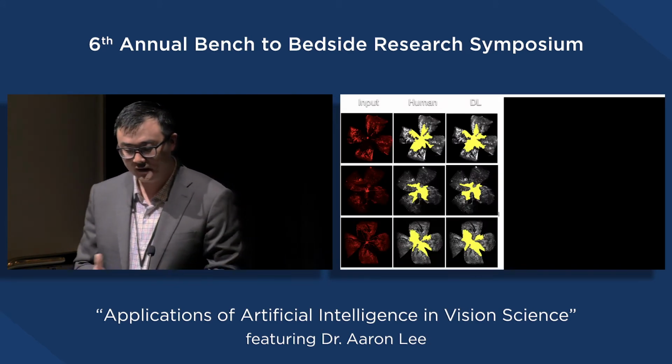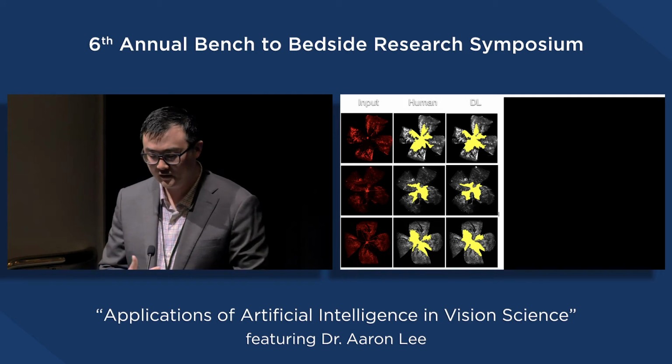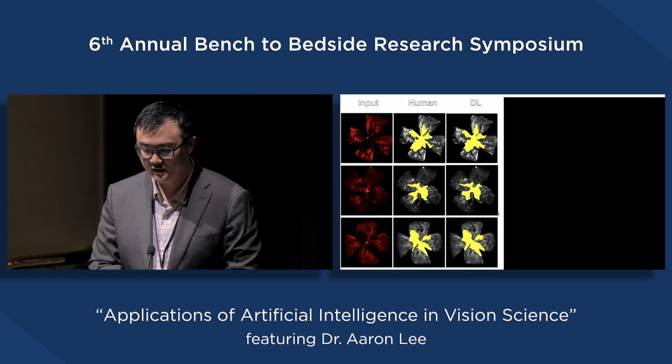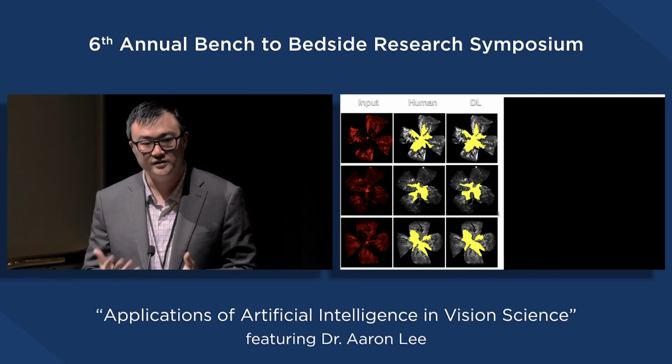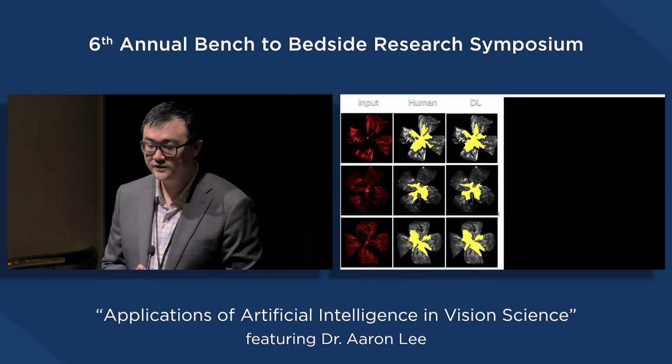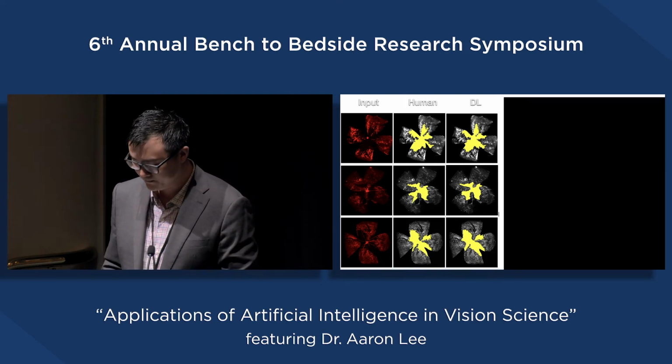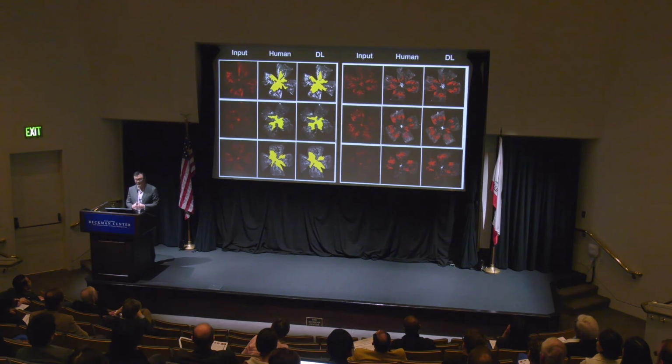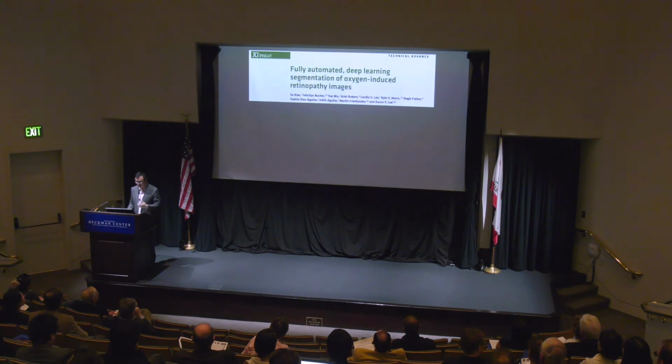And so here are the results again. In the first column, you're seeing the input, the raw image. And then in the middle, you're seeing the human expert segmentation. And on the right, you're seeing the deep learning segmentation. And here's the same thing for the neovascular tufts. And I think in particular, for the neovascular tufts, the network did a fantastic job of identifying these things. So we again published this, but we took this a little bit further.